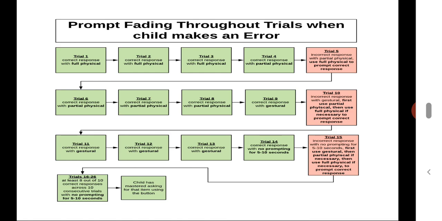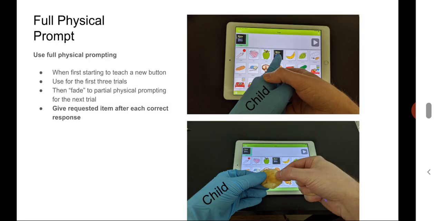Now here is some more information about each type of prompting. So I'm going to give you some visuals about how you do each type of physical prompting. So this is our full physical prompt. You use full physical prompting when first starting to teach a new button. So we're going to use this for our first 3 trials. And then we're going to fade to partial physical prompting for the trial after that. And again, don't forget to give the requested item after each response.